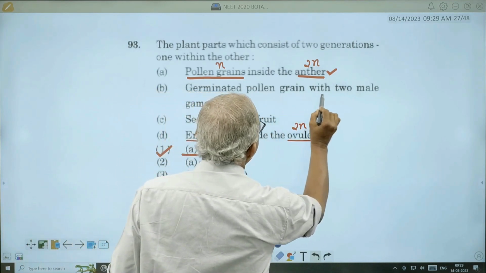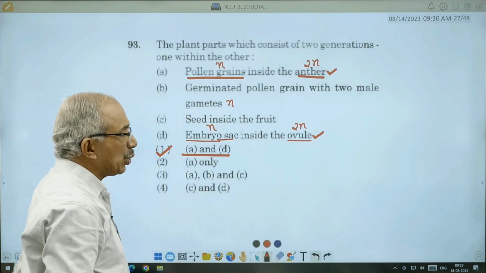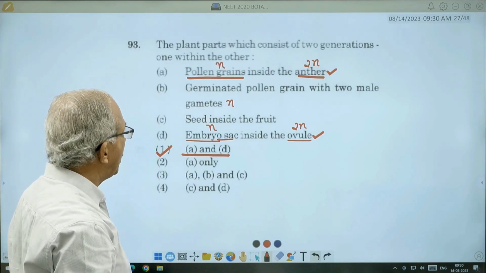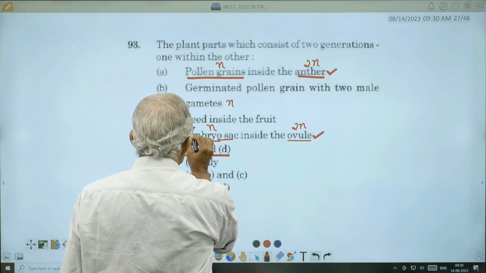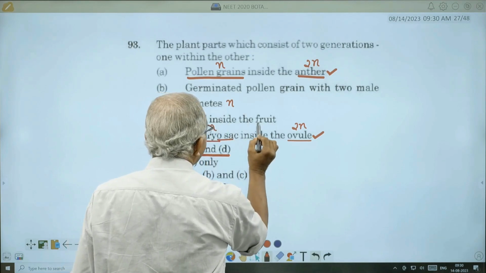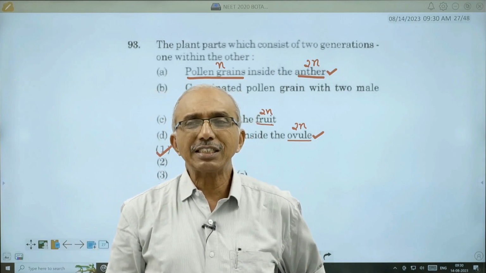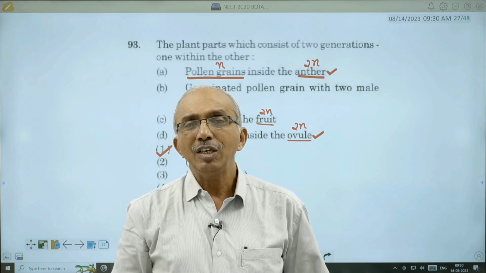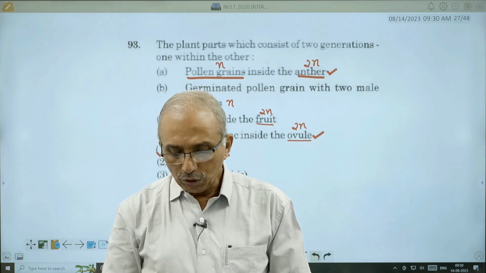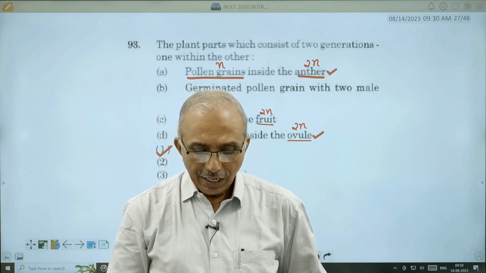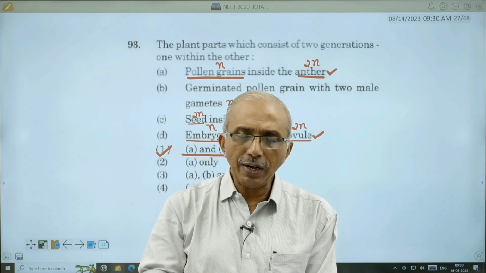Germinated pollen grain with two male gametes. It is a haploid one. There is no diploid structure in it. So it represents only gametophytic generation. Seed inside fruit. Seed is diploid. Fruit is diploid. That is, both of them are sporophytic generation, so both represent the same generation. Here we want different organs having different generation.